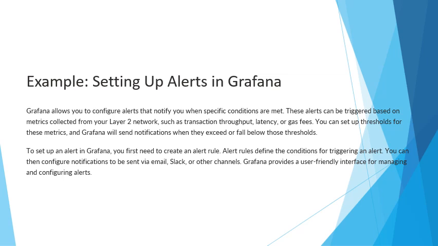To set up an alert in Grafana, we first need to create an alert rule. Alert rules define the conditions for triggering an alert. We can then configure notifications to be sent via email, Slack, or other channels. Grafana provides a user-friendly interface for managing and configuring alerts.